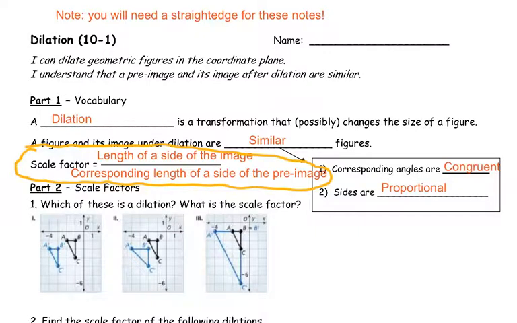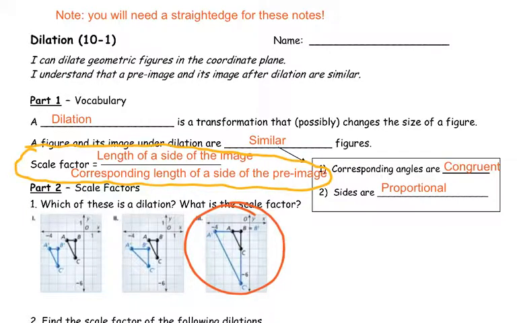Number 2, I can see that these do not have the same shape. Now, you might argue that they're both triangles. That's true, but it's distorted. So those are not dilations. So number 3 is a dilation. So we're going to circle that for the answer.